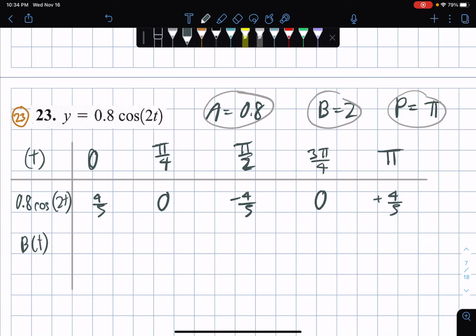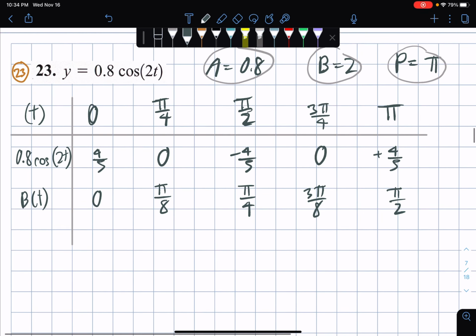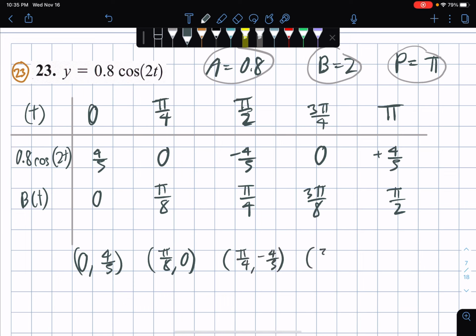For bt, t divided by b, 0 divided by 2 is 0. Pi over 4 divided by 2 is pi over 8. Then next is pi over 4, 3 pi over 8, then pi over 2. 0, 4 over 5, pi over 8, 0, pi over 4, negative 4 over 5, 3 pi over 8, 0, pi over 2, 4 over 5.